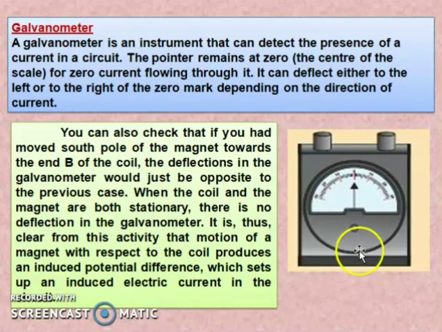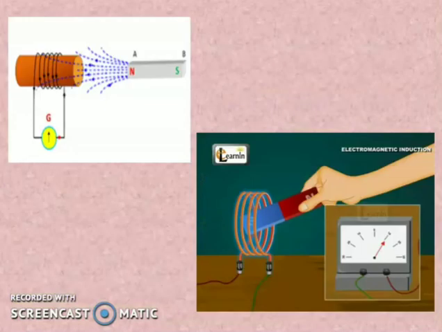This is the apparatus of the galvanometer. At its center the deflection is zero. Now you can see this diagram. This is a coil connected to the galvanometer. First, when we bring the north pole towards it, the galvanometer shows a deflection to the left-hand side. When it is moved away, it moves in the opposite direction.